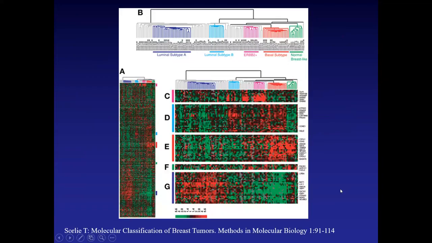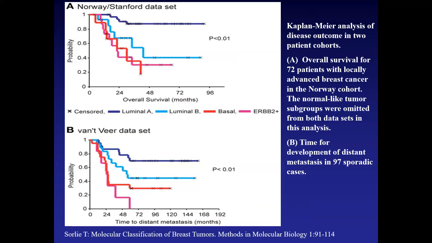So Dr. Sorlie, many years ago, was able to use gene profiling and introduce a new classification of breast cancer. You can see a different pattern of expression using a variety of genetic markers. And then he introduced that we have different kinds of breast cancer, which are called luminal subtype A, luminal subtype B, HER2 oncogene positive, basal cell type, and normal breast-like type.